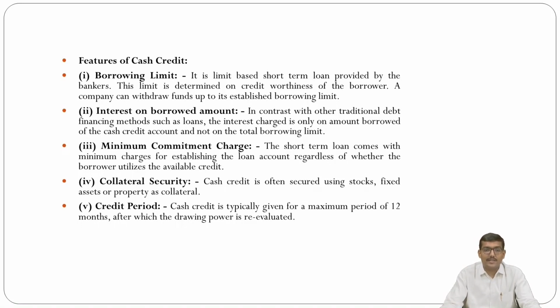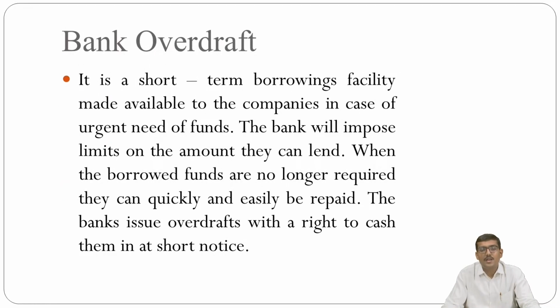Then collateral security. The cash credit is often secured using stock, fixed assets or property as collateral. Then credit period. The credit period is typically given for a maximum period of 12 months, after which the drawing power is re-evaluated. So that's why this is called a short-term source. Is it clear, my dear friends? Then move on to the bank overdraft.